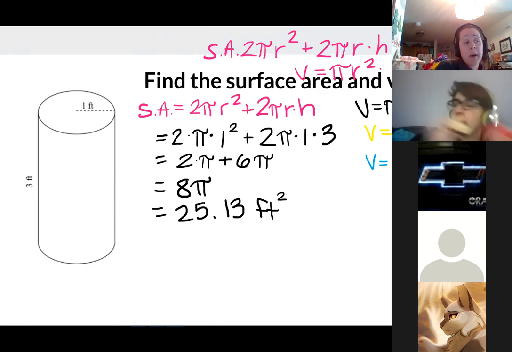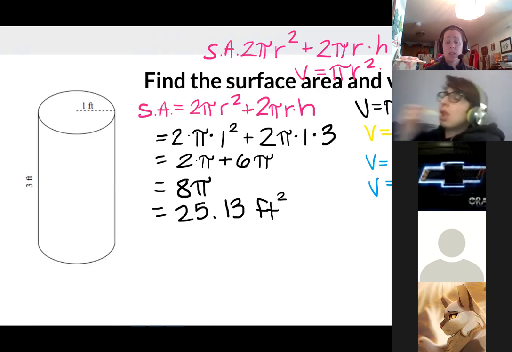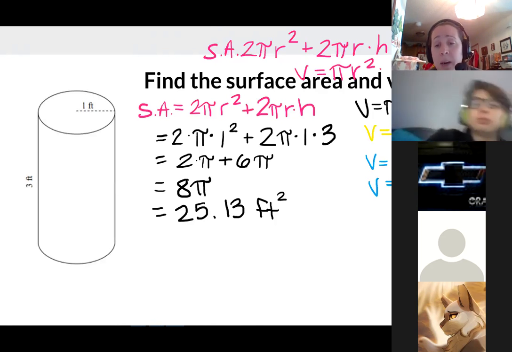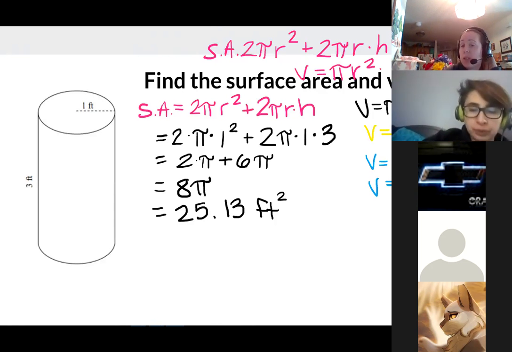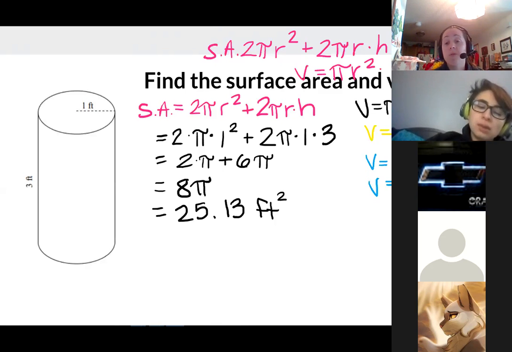And then what is 3 pi? What would we get for 3 pi? What do you guys think if you round to the nearest hundredth? So 2 decimal places. 9.42 says Casey. What do you guys think? Beth says yes, and that would be feet cubed since we're dealing with volume.